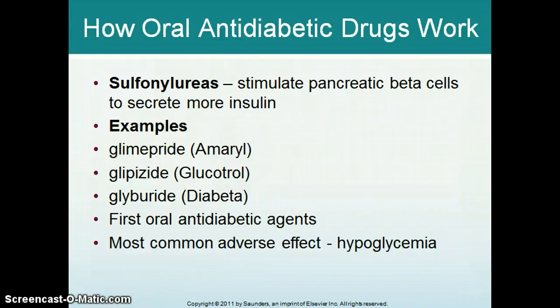Sulfonylureas stimulate pancreatic beta cells to secrete more insulin. Examples here include glimepiride, glipizide, glyburide. These were the first oral anti-diabetic agents, and the adverse side effect here is hypoglycemia.